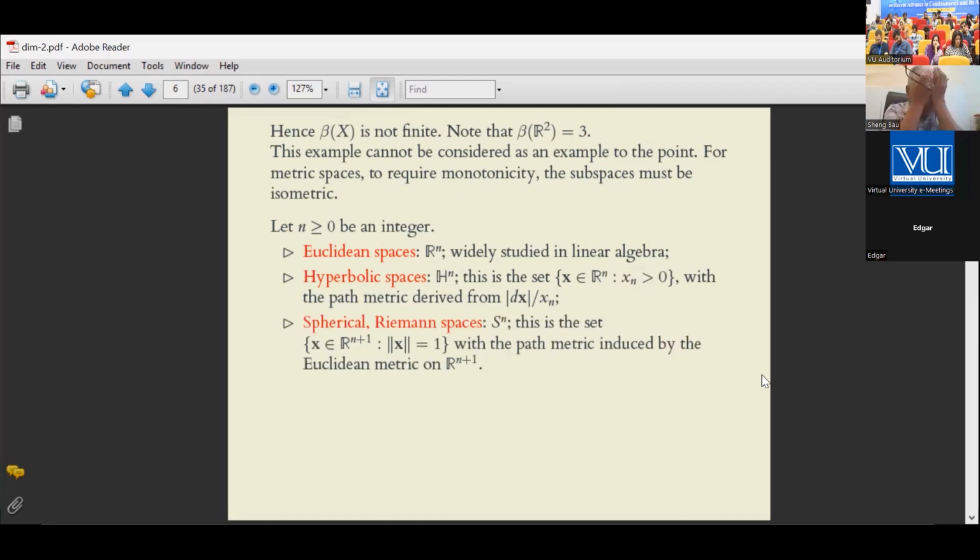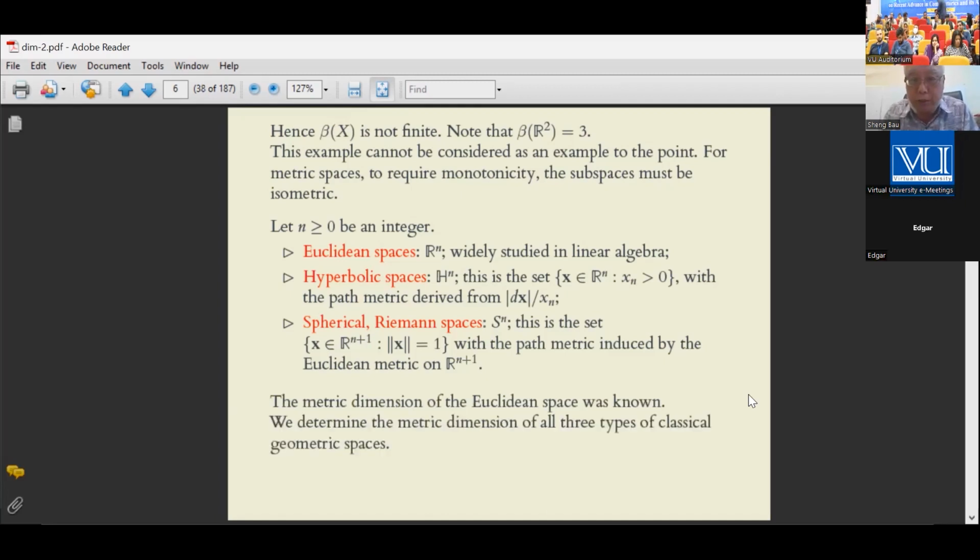Riemannian space has constant curvature 1. Hyperbolic space has constant curvature -1. This is the sphere. The length of the vector is 1: the unit sphere in (n+1)-dimensional Euclidean space. This is the n-dimensional sphere. And we prove that these three spaces have metric dimension exactly one more than the Lebesgue dimension. Now we're talking about Lebesgue dimension. It's not linear algebraic dimension at all. So that's why we have to have topological spaces.